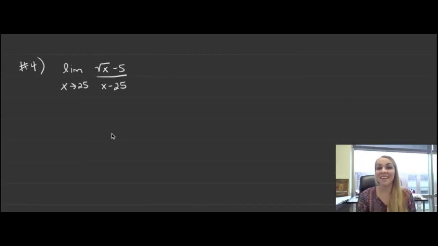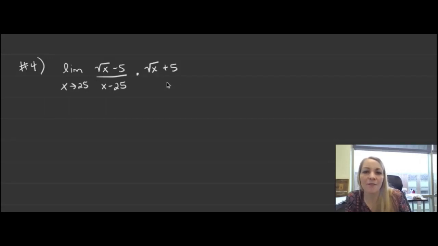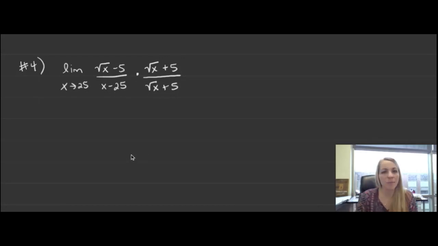Question number 4. Doesn't this one look fun with this square root? Again, one of the ways we can tackle this problem is by multiplying by one of those fancy number ones. What I'm going to do is multiply by the conjugate. What's the conjugate? Well, the conjugate of this, and I'm going to put a multiplication sign, is the square root of x plus 5. Now, I can't just multiply by the square root of x plus 5. I have to multiply by the square root of x plus 5 over the square root of x plus 5 because this is 1. And multiplying anything by 1 doesn't change the quantity.